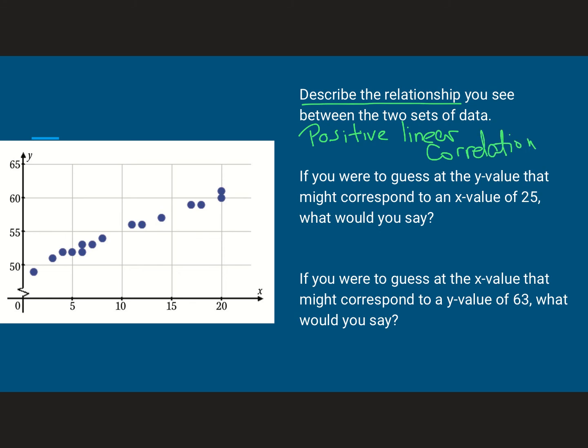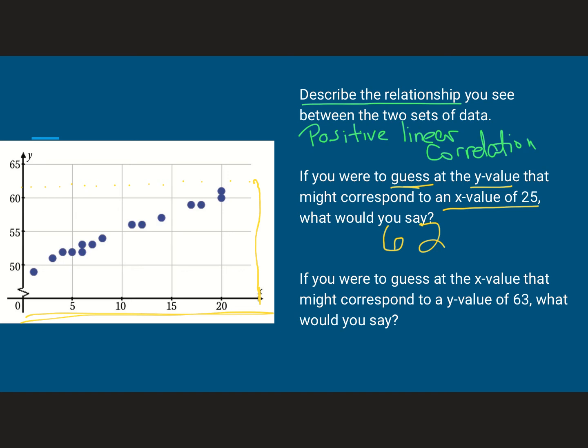The next question asks, if you were to guess at the y value that might correspond to an x value of 25. So remember, x is down here. So an x value of 25 would be right here. What would I say it would be? So I'd come up, and I'd say it'd be maybe like right here. I'd say that's probably like 62. Probably like a 62 for the y value.